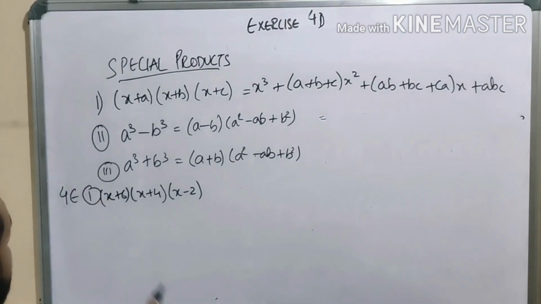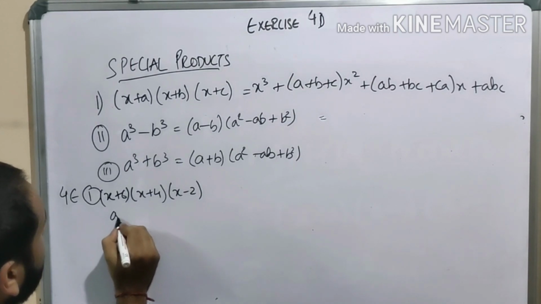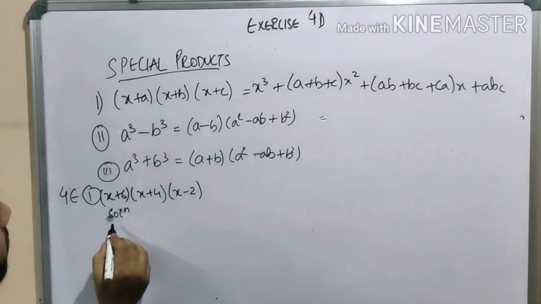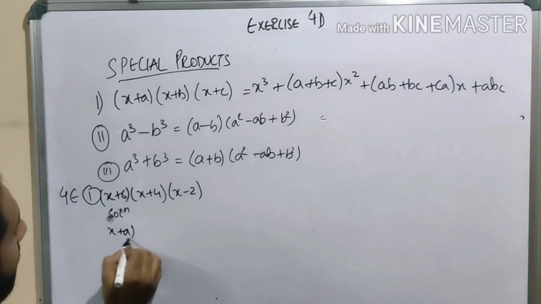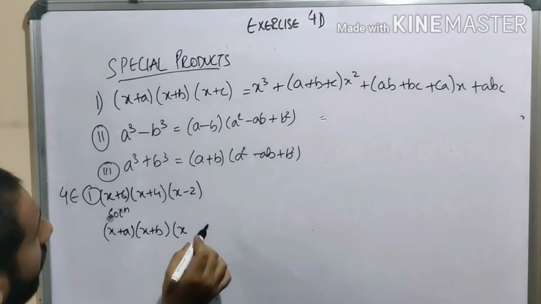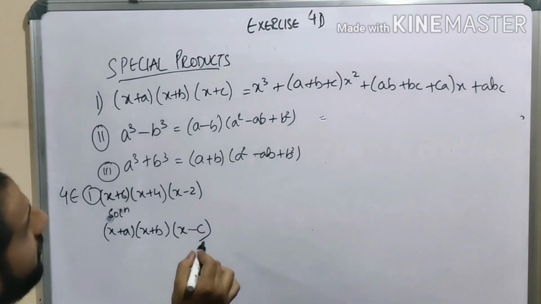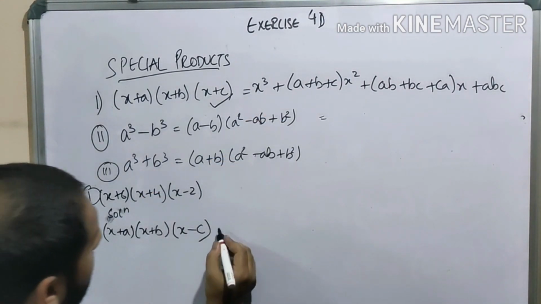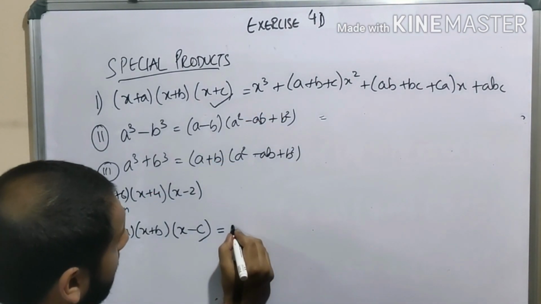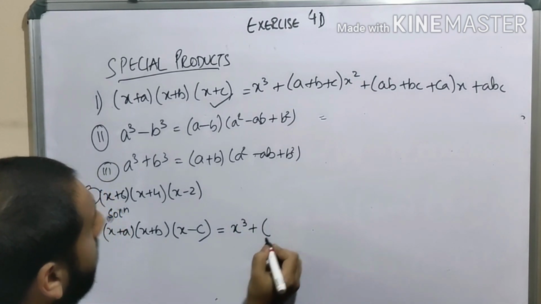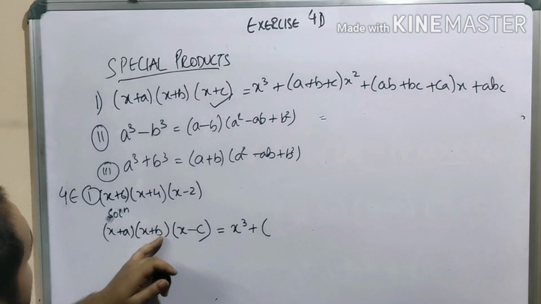Okay, here is, see, this is in the form of x plus a into x plus b into x plus c, or it's given minus, so x minus c. So this is in this form. So I'll directly write this and then solve it out. Okay, now let us see what the formula says. It says x cubed. I've written x cubed as it is. Now what does the formula say? A plus b plus c.